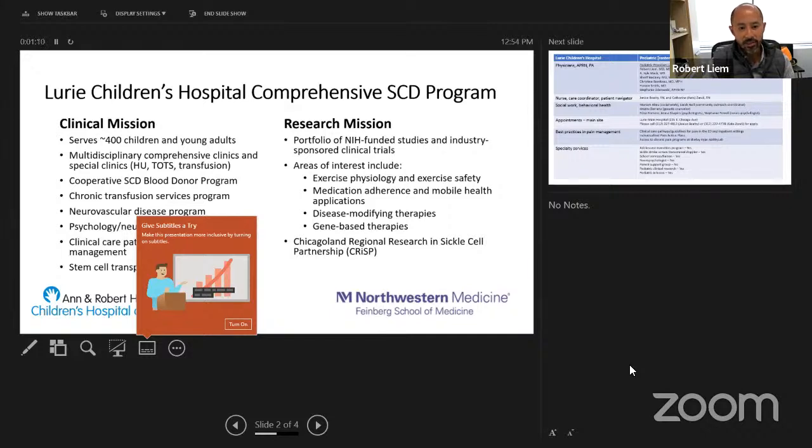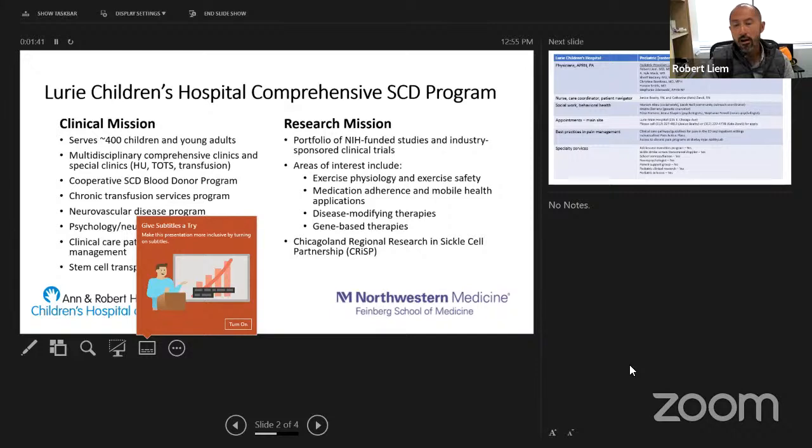Besides our multidisciplinary clinics, we also have a number of special clinics. We have clinics specifically targeted at children and patients who are on hydroxyurea. We have what we call a TOTS clinic, which is a really great clinic for children under 5 years of age, where we embrace this concept of the sickle cell medical home and really focus a lot on education. And then most recently, because one of our providers is also transfusion medicine trained, we have a clinic that's dedicated to patients who are on chronic transfusions.